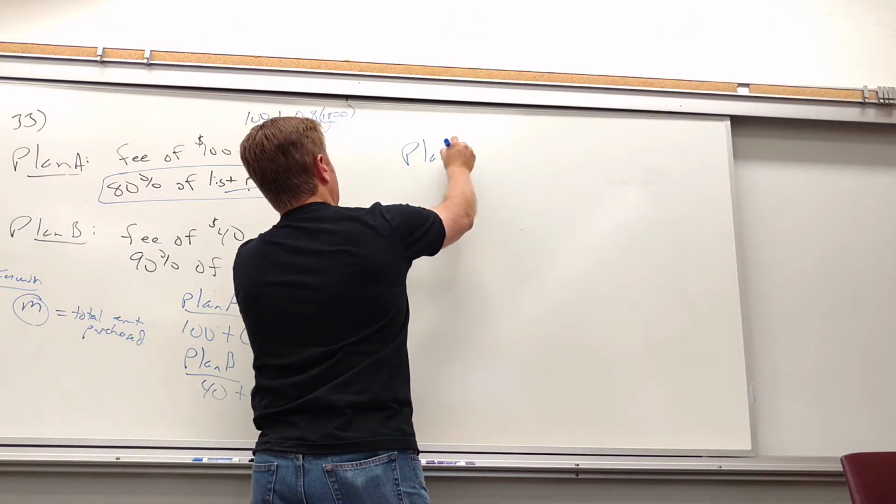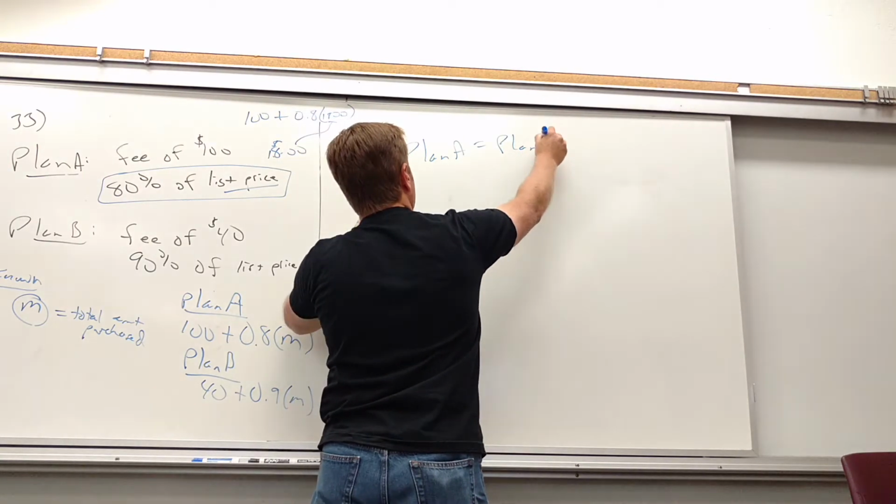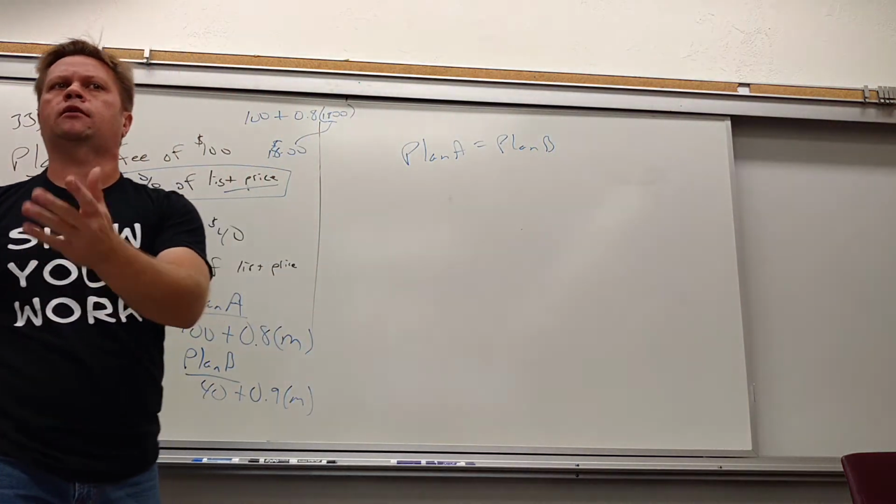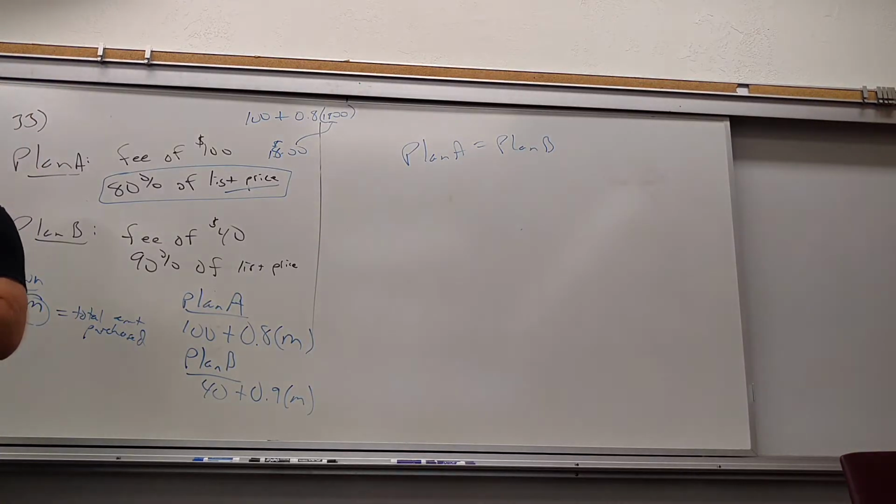So the question says, when are the plans equal to each other? Now, why would I want to figure that out? Why would I want to set them equal to each other? To figure out which one's going to save more. Exactly. If I know where they're equal to each other, then if I buy a little bit more, one of the plans is better. If I buy a little bit less, the other plan is better.